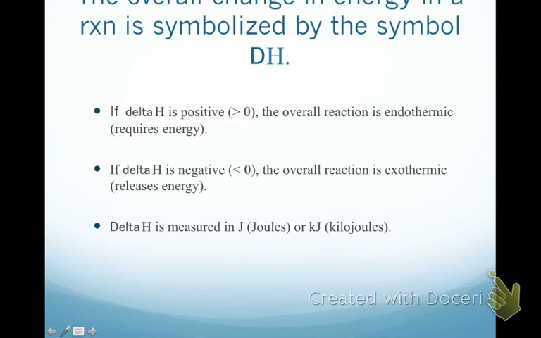This comes straight from your notes, just a reminder. The overall change in energy in a chemical reaction is symbolized by the symbol delta H, which is the Greek letter delta followed by H, meaning change in H, the change in energy of the reaction. If delta H is positive, that means the overall reaction is endothermic.